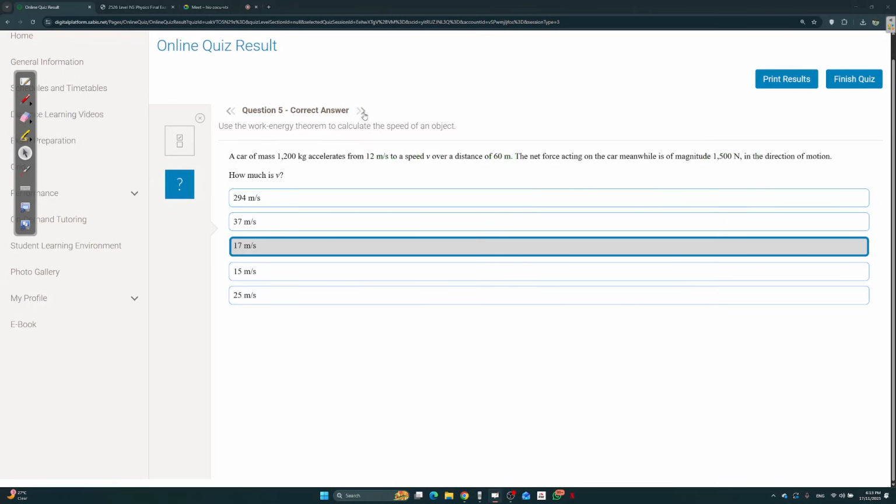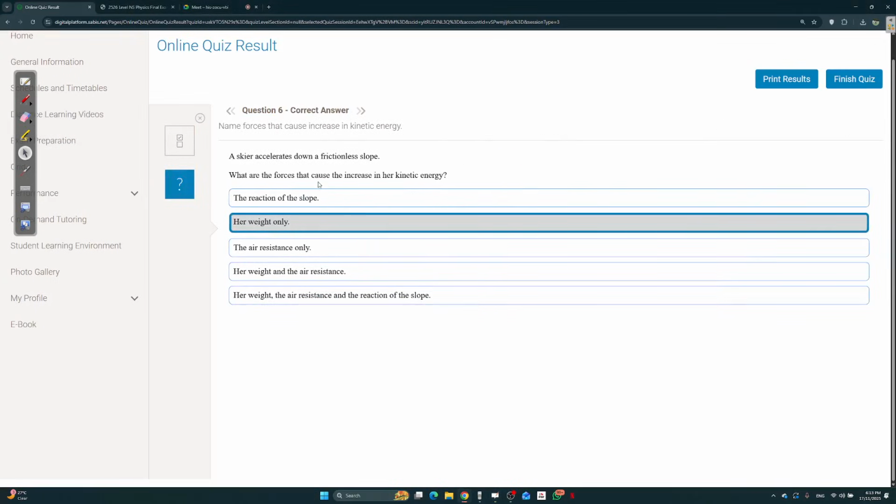Great. Question 6. A skier accelerates down a frictionless slope. What are the forces that cause an increase in her kinetic energy? Obviously, if it's a frictionless slope, someone's falling down. There's no friction slowing it down. What would cause her to speed up? What's pulling you down? Isn't it the weight? It is. Alright, so that's the weight that pulled her down.